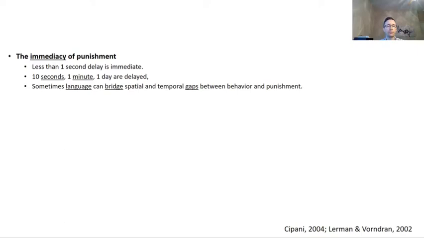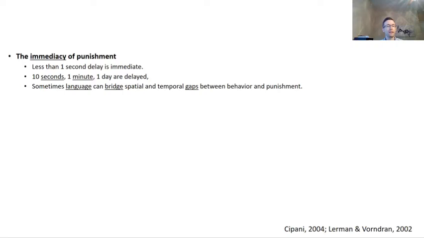So the behavior occurs, and less than 1 second later you deliver that consequence. That's immediate. The bigger the temporal interval, or the less temporally contiguous the behavior and the consequence are, the less immediate it is. So 10 seconds, 1 minute, or 1 day, those are delayed consequences. A delay in the delivery of the consequence is going to weaken the effectiveness of punishment if the consequence functions as a punisher.